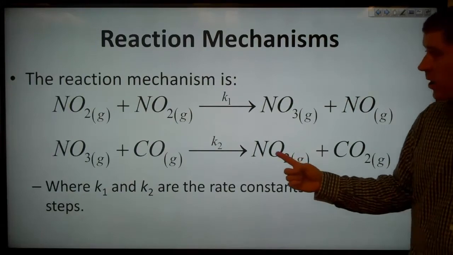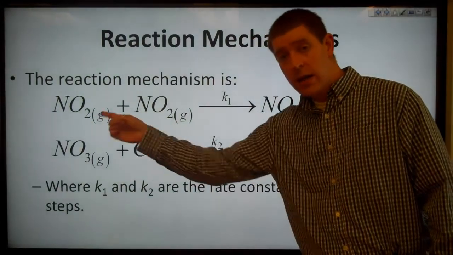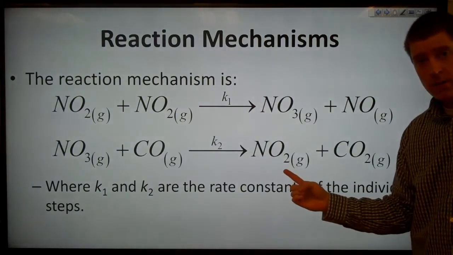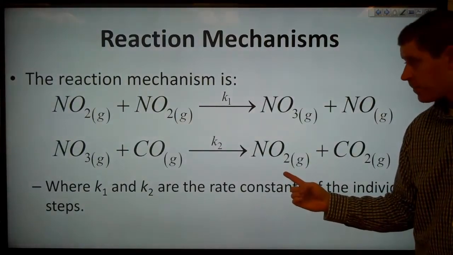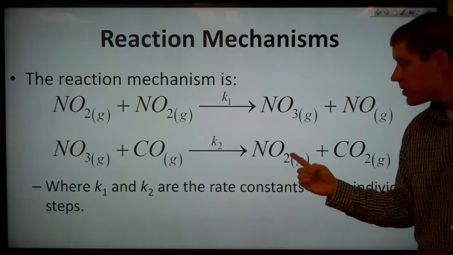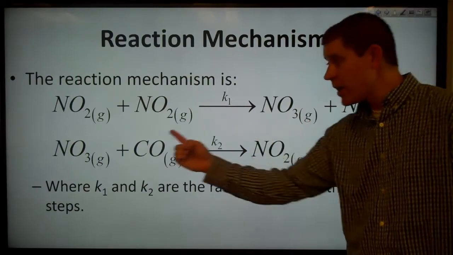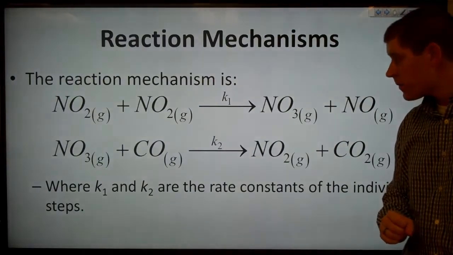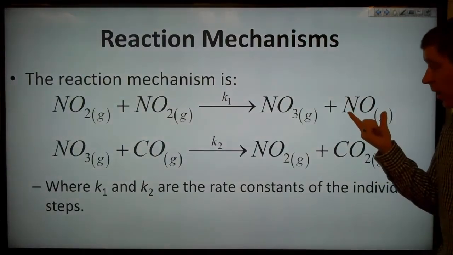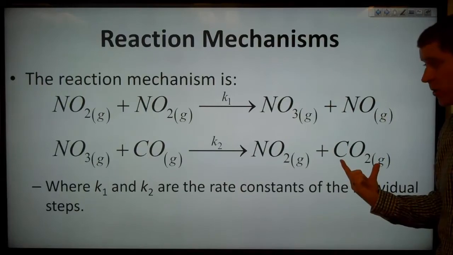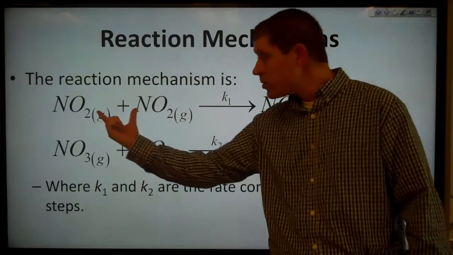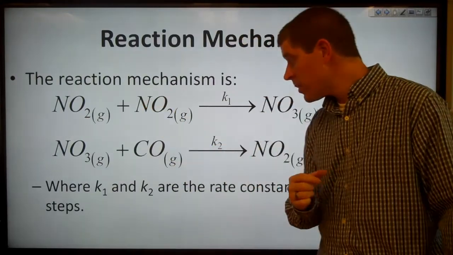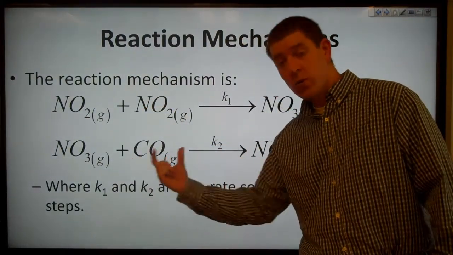Note here that we're using up 2 NO2 molecules, but we're producing 1 again. And in doing so, we're producing NO3 that we then decompose in the next reaction. Overall, we're producing our NO and CO2, and we're using up 1 NO2. The other one is being remade, and we're using up a CO.